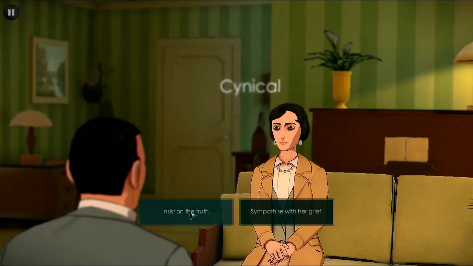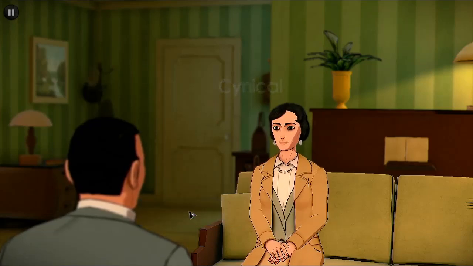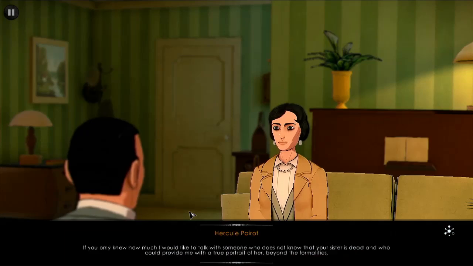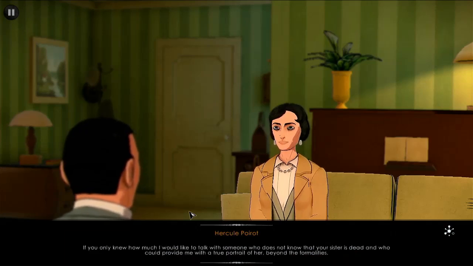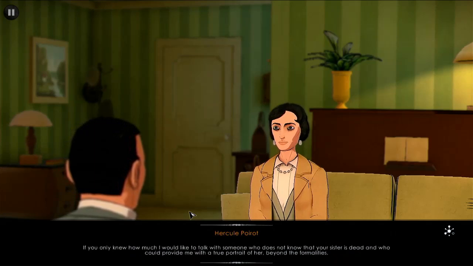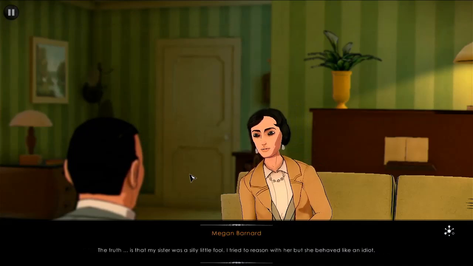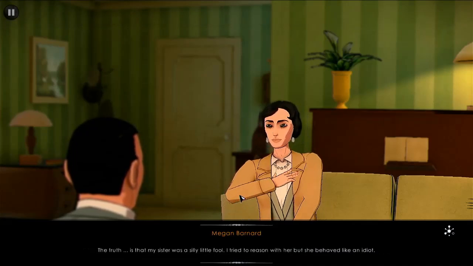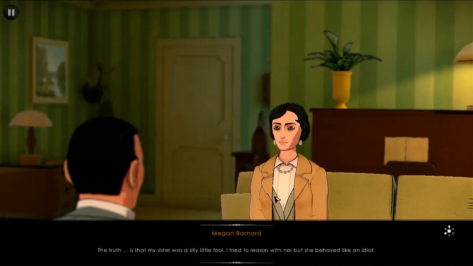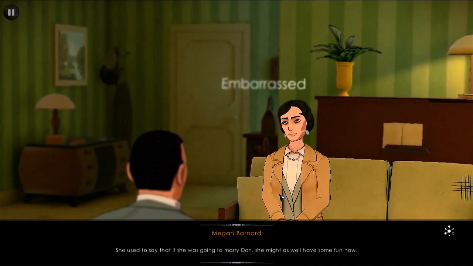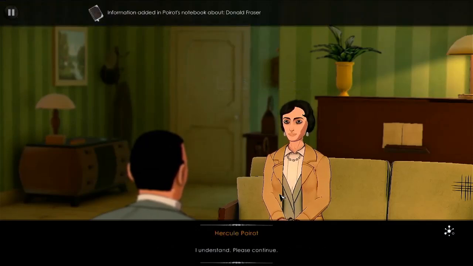Sympathise with her grief. Insist on the truth. Well, we know she had a boyfriend. I am not interested in what people say. I am interested in the truth, Mademoiselle Barnard. If you only knew how much I would like to talk with someone who does not know that your sister is dead and who could provide me with a true portrait of her beyond the formalities. The truth is that my sister was a silly little fool. I tried to reason with her, but she behaved like an idiot. In what way? She used to say that if she was going to marry Don, she might as well have some fun now. I can't fault the logic, really.